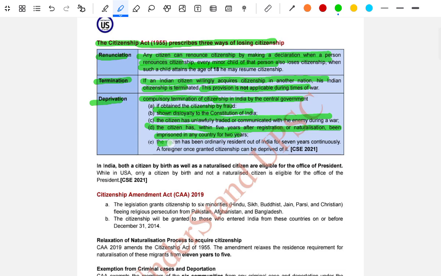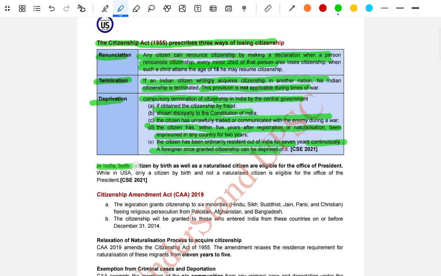Also, if the citizen has been ordinarily resident outside India for 7 years continuously, a foreigner once granted citizenship can be deprived of it.